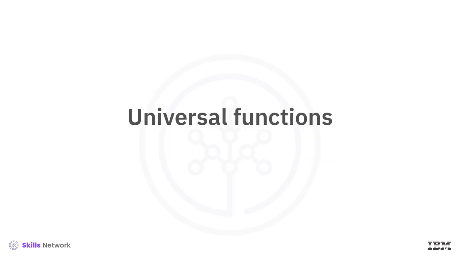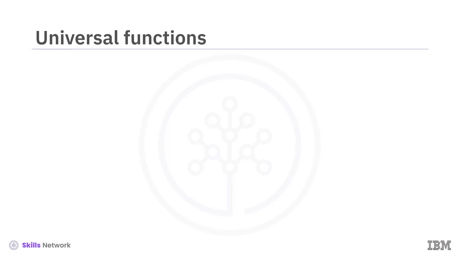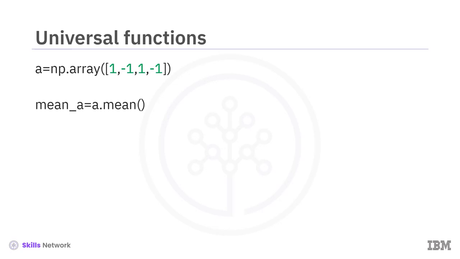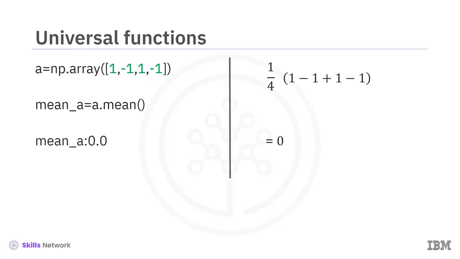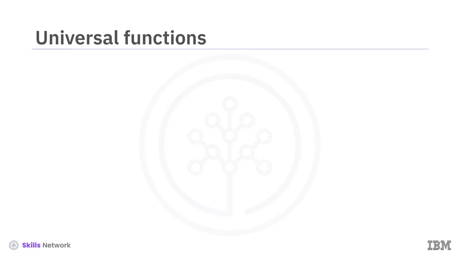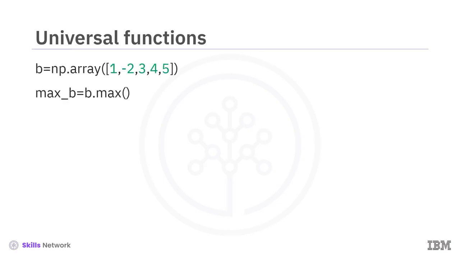A universal function is a function that operates on ND arrays. We can apply a universal function to a NumPy array. Consider the array A. We can calculate the mean or average value of all the elements in A using the method mean. This corresponds to the average of all the elements. In this case, the result is 0. There are many other functions. For example, consider the NumPy array B. We can find the maximum value using the method max. We see the largest value is 5. Therefore, the method max returns a 5.